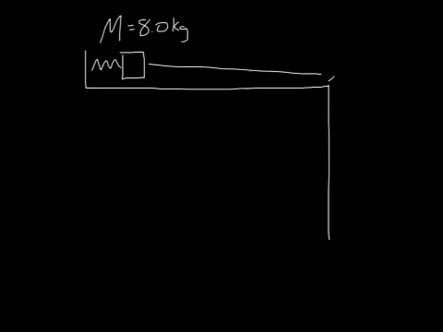So, an ideal spring of unstretched length 0.2 meters is placed horizontally on a frictionless table. One end of the spring is fixed, and the other end is attached to a block of mass 8 kilograms. The 8 kilogram block is also attached to a massless string that passes over a small frictionless pulley. A block of mass 4 kilograms hangs from the other end of the string.